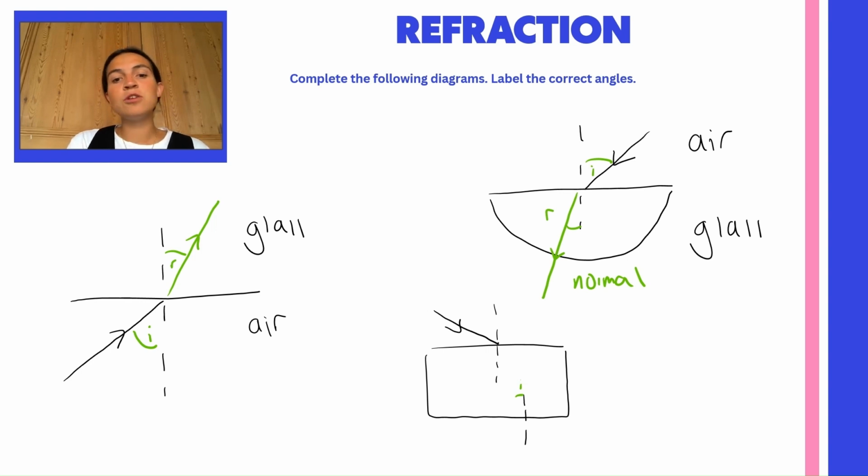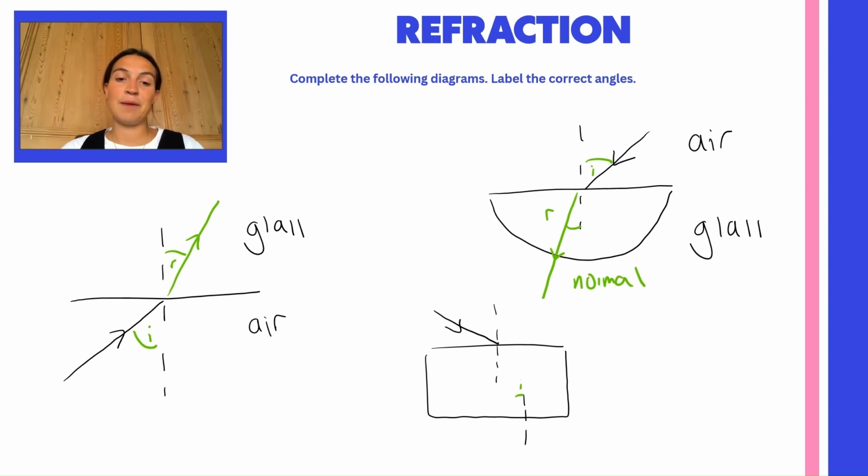And then I've written normal at the bottom here because as that light ray now continues through my semicircular block and then would come back out into the air, it actually goes 90 degrees to that boundary between the glass and my air. So it will just carry on in that same direction as it comes out into my air.